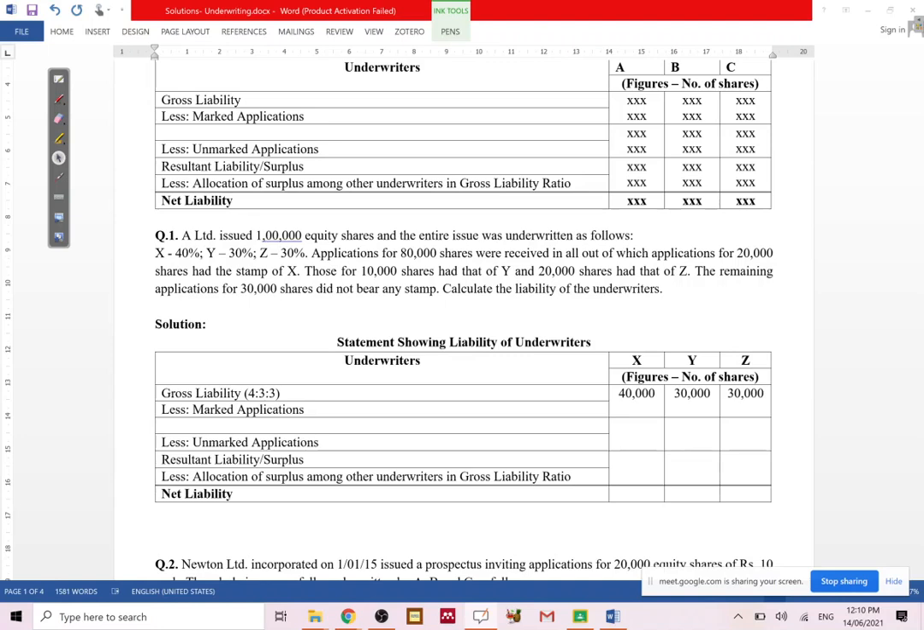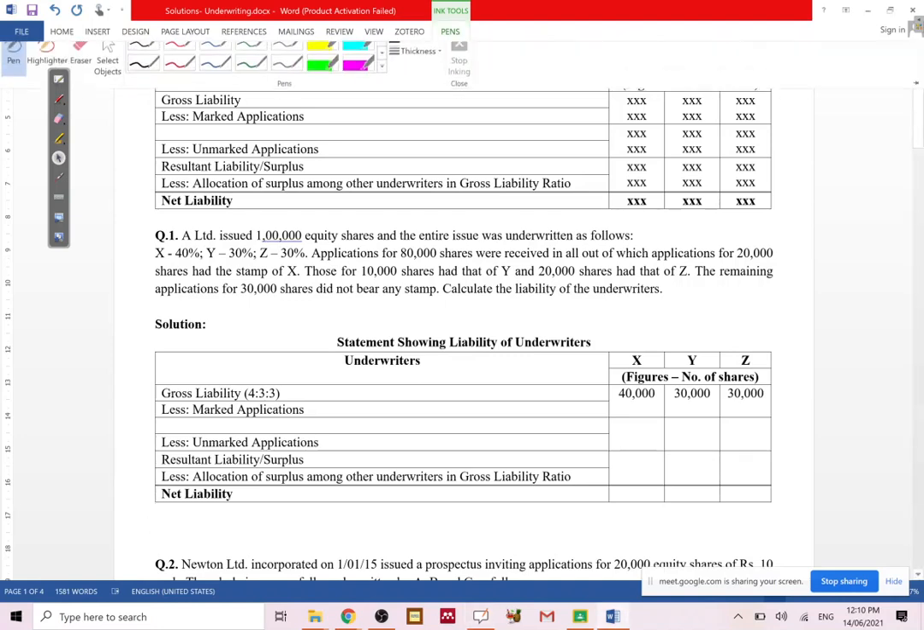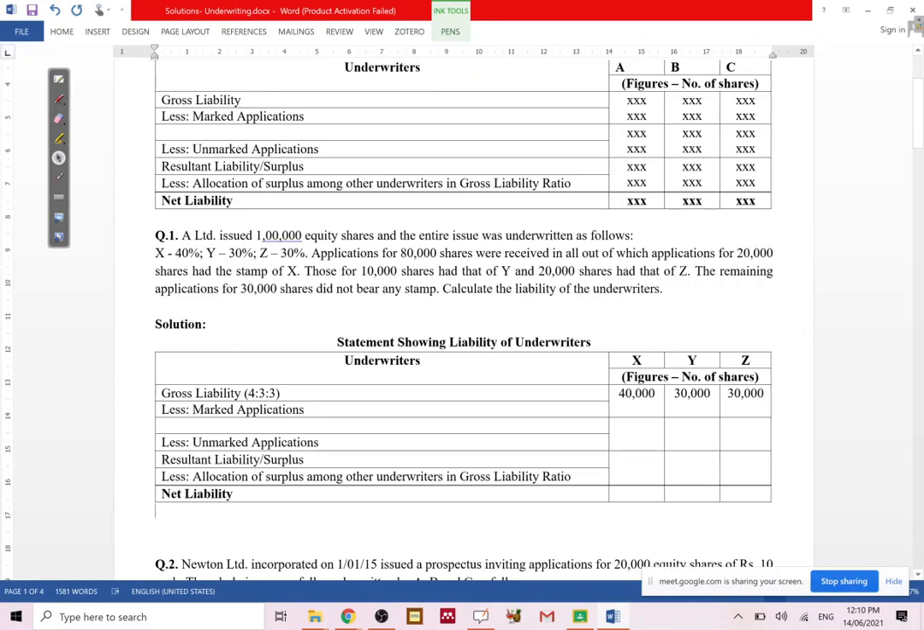So what does the problem say? 80,000 shares were received in all, out of which applications for 20,000 shares had the stamp of X. So marked applications, they are saying 20,000 had the stamp of X. That means he managed to sell 20,000. Am I right? So very good. His liability was 40,000 and out of that he has managed to sell at least 20,000 shares by himself.